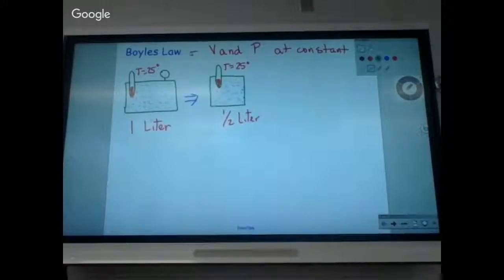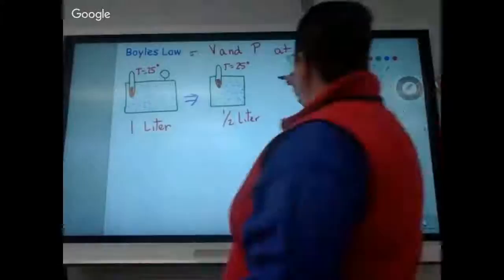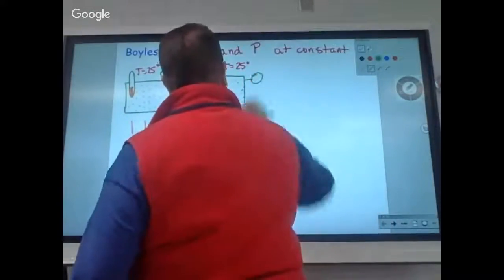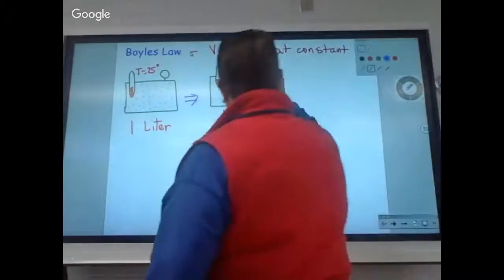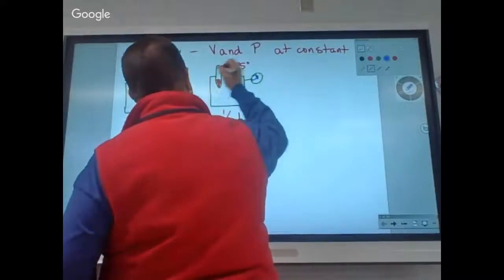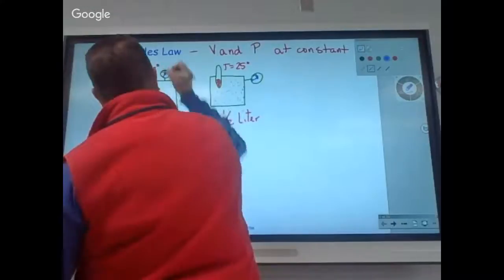You forgot to put the little gauge inside. That's because I shrunk it. Oh, I was supposed to. Well, it's supposed to be reading the pressure. It's supposed to be like a gauge.